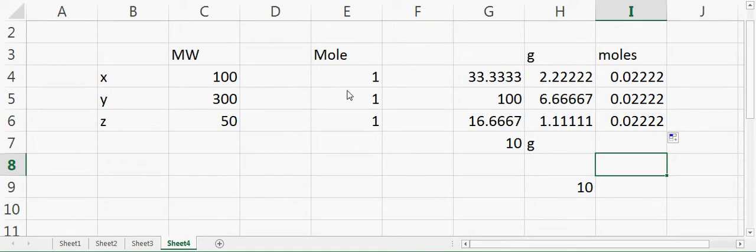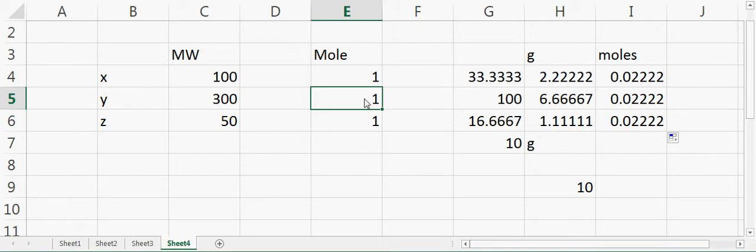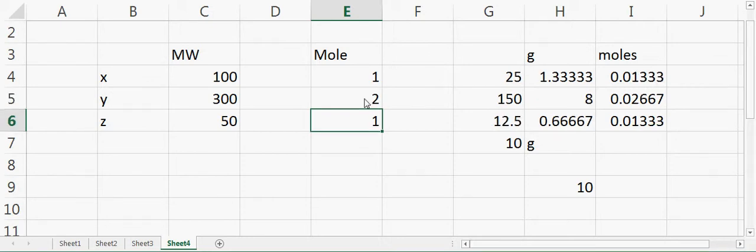If I put a 2 here now, we don't have to do the calculations again, we can just use this Excel sheet again and again. You can put 2 here, and you can see that the number of moles doubles, and the grams also change here automatically, but the total number of grams remains 10. So this is how we calculate the amount of the substance we need to add together to get a desired molar ratio.